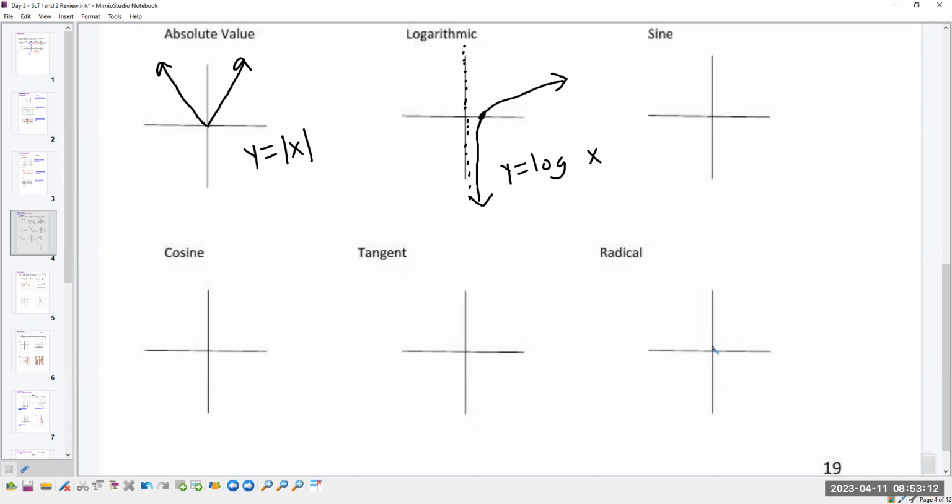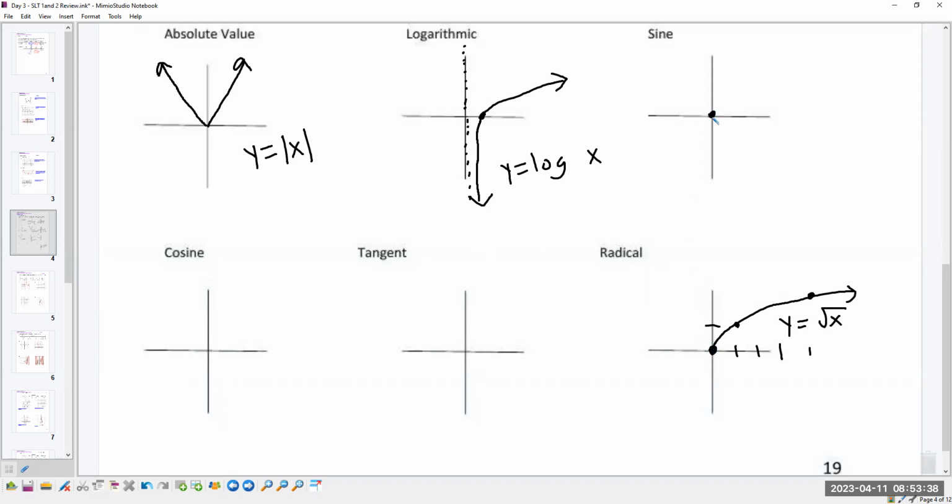Versus a radical function has a point on the origin because the square root of 0 is 0. The square root of 1 is 1. The square root of 4 is 2. They come up, but they have a similar shape, so they're frequently confused. Make sure you know the key differences, that logs have a vertical asymptote and run against it. Radicals have a point at (0, 0).